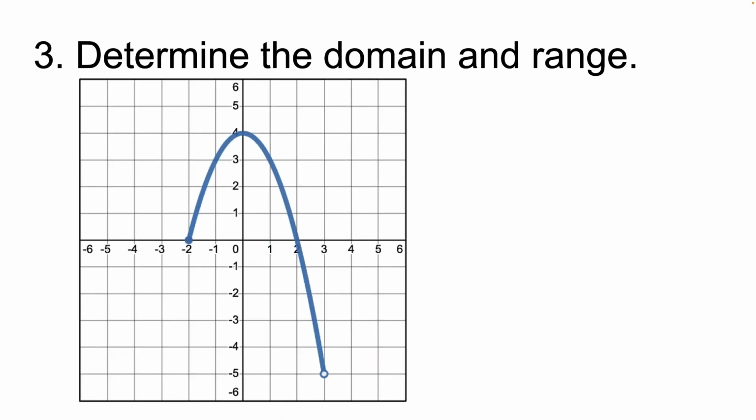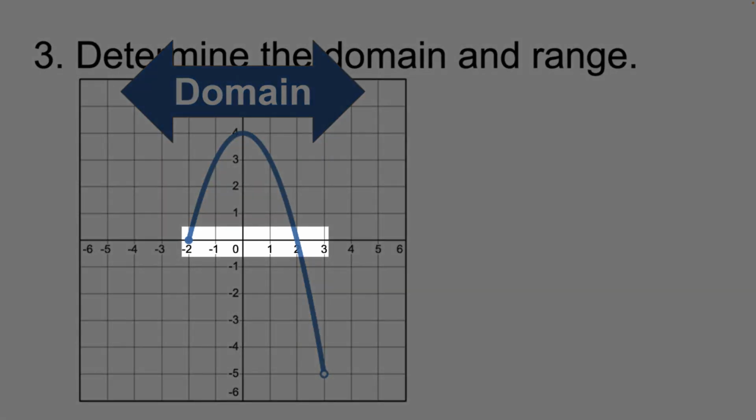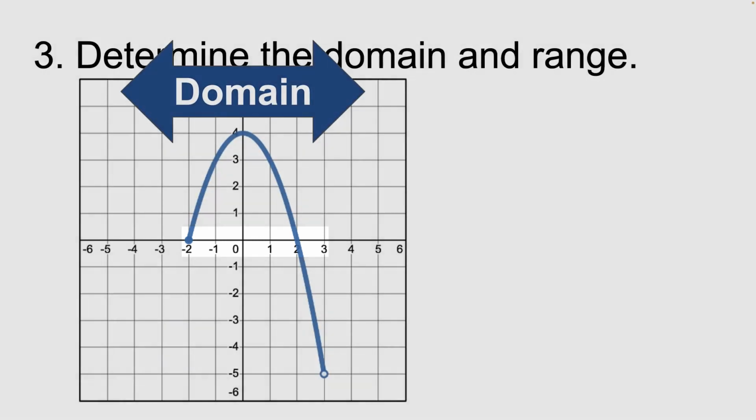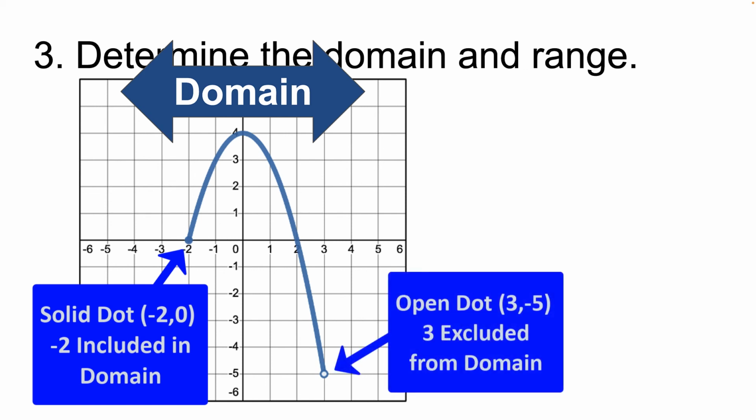Finally, let's determine the domain and range for this graph. This graph has a limited domain and range. Essentially, pieces of this quadratic function have been cut off. So if I want to find the domain, I'm looking for the horizontal or x values that are used. It looks like the horizontal values for this function span between negative 2 and positive 3. Since there is a solid dot at negative 2, negative 2 is included in the domain. Since there is an open dot at 3, 3 is excluded from the domain.